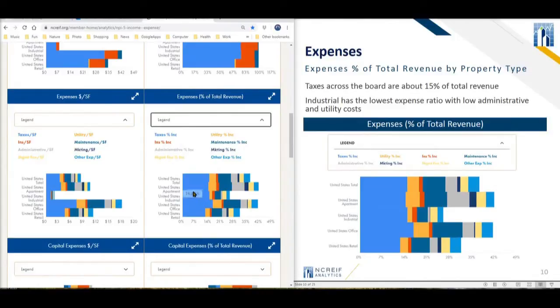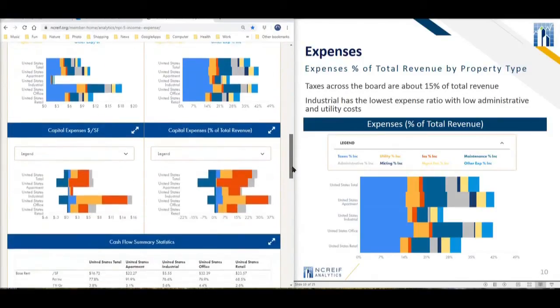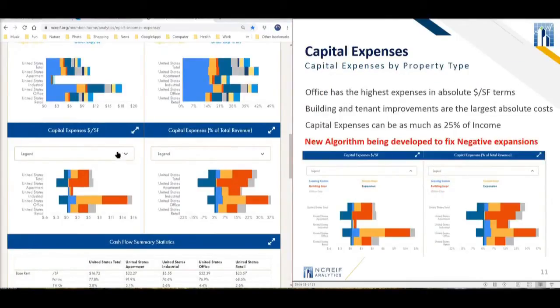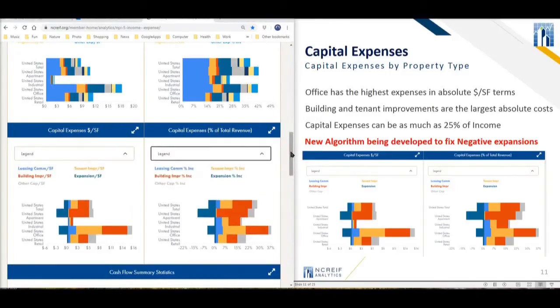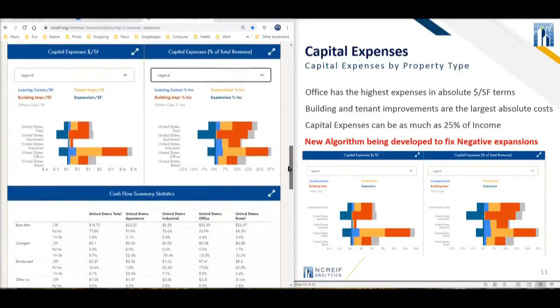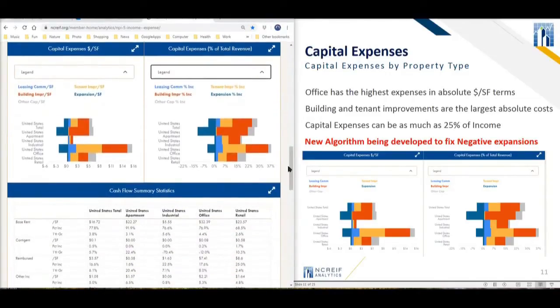Taxes across the board are about 15% of total revenue, and industrial has the lowest expense ratio with low administrative and utility costs. Capital expenditures, which can be as much as 25% of income, are expenses used to upgrade a property, such as a new roof or an HVAC system, but does not include recurring or routine maintenance and repairs.